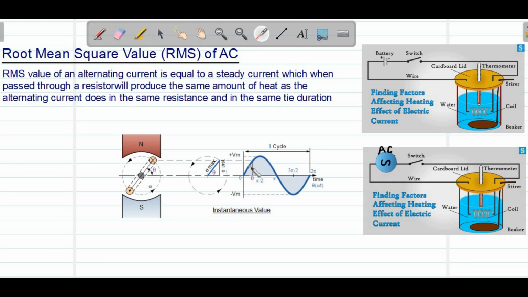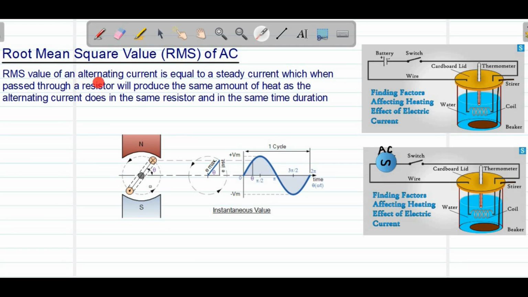So which value of voltage or current can we use for calculation? At every instant of time, both these quantities, voltage and current, are changing. So the solution is that in an alternating circuit, for doing calculations, we normally use the root mean square value, that is, the RMS value of AC. What is the RMS value of AC? You can see here, the root mean square value or RMS value of AC.